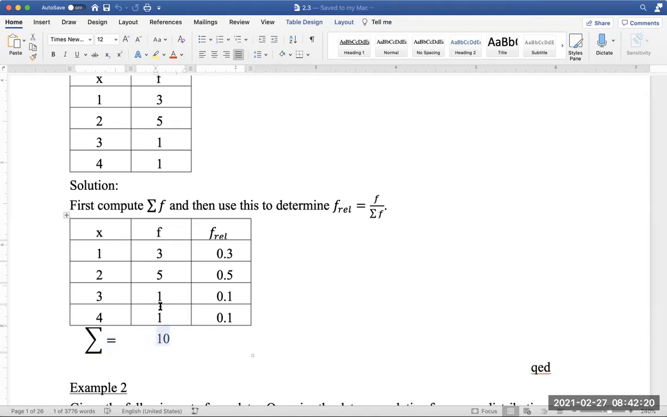Now, let's divide each frequency by this total. So 3 divided by 10, 0.3, 5 divided by 10, 0.5, 1 divided by 10, 0.1, 0.1. And so this is my relative frequency column, and I've labeled it as my relative frequency column by the subscript REL.